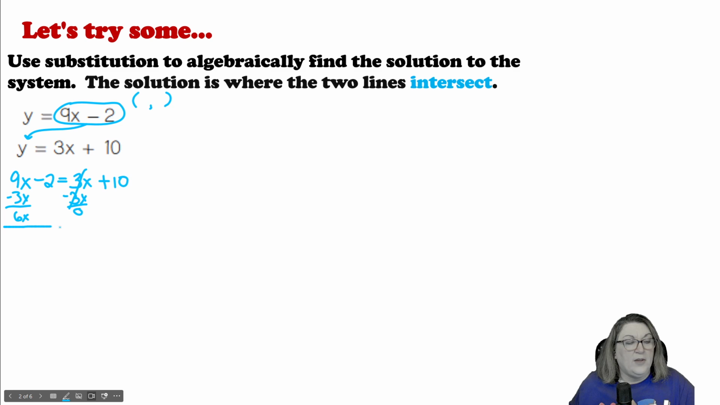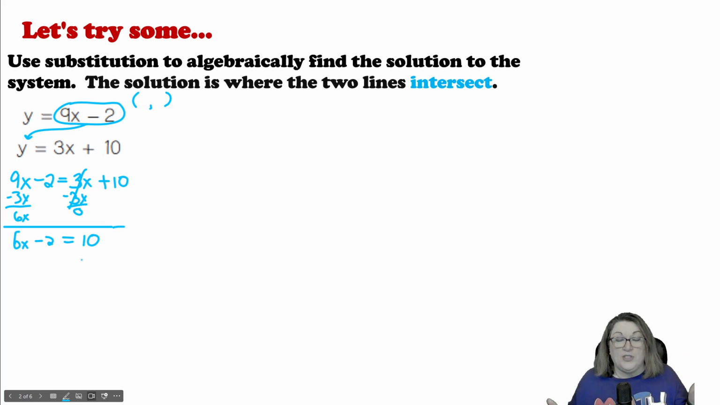One of the best practices I always tell my students is when you're done canceling something out, go ahead and rewrite the equation and just leave out the stuff you don't need, right? So we've got 6x over here. We've got a minus 2. There we go, 6x minus 2. That 3x bit is now gone, and all I'm left with over here is a positive 10. Okay, so now we have a two-step equation.